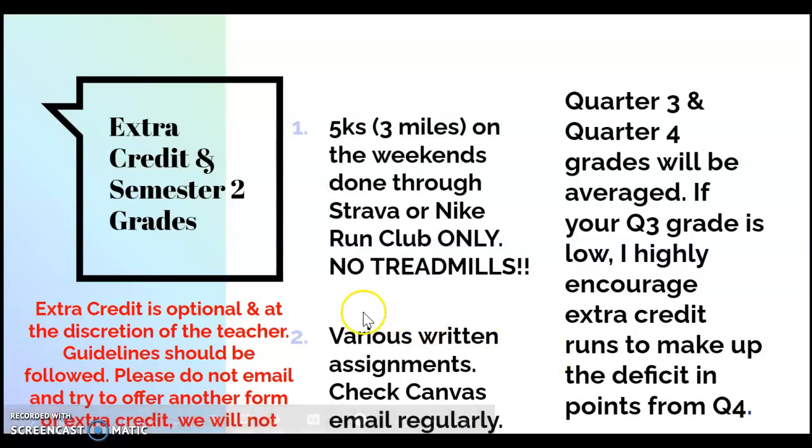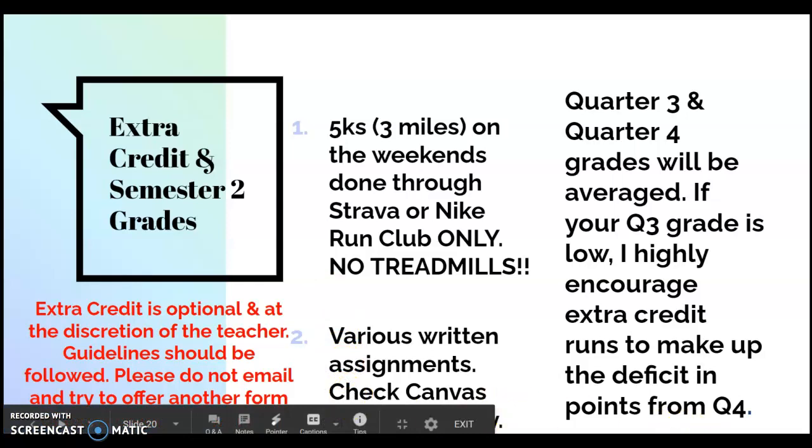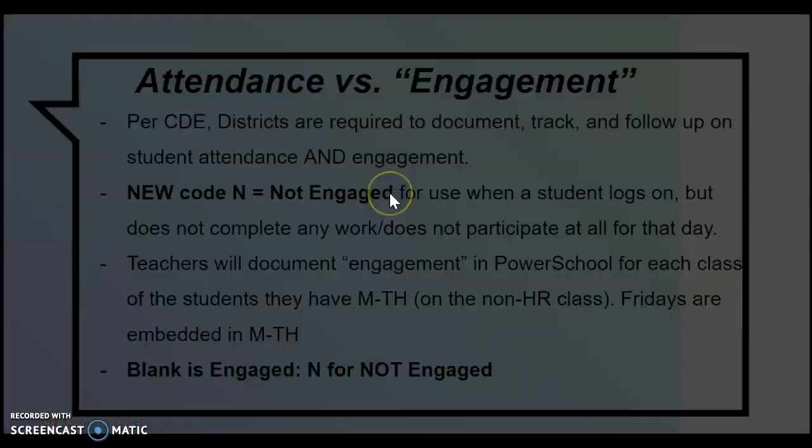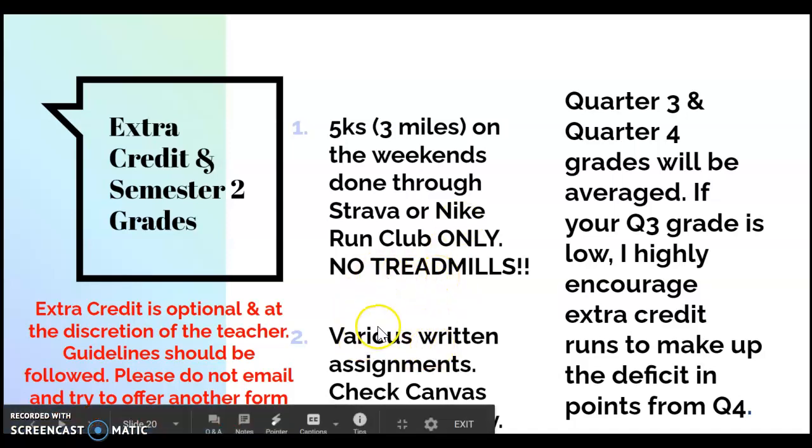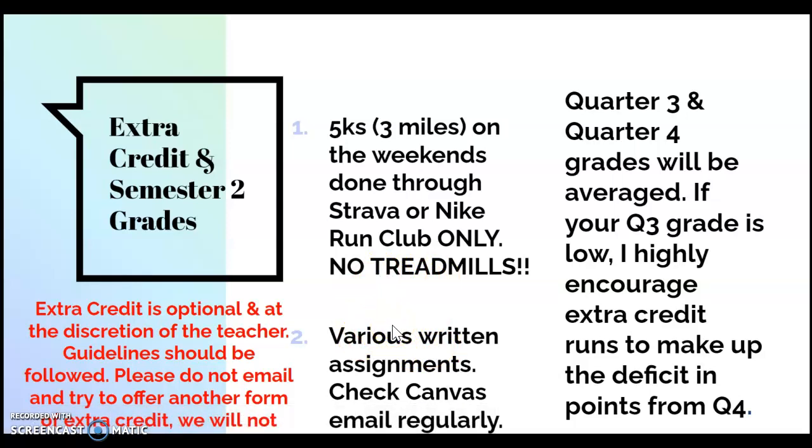Okay, and then we've gotten a few questions about extra credit. Not all teachers do extra credit, but you can always email your instructor to ask whether or not they are doing extra credit. I normally offer 5Ks on the weekends, and these are to be done outdoors. They're normally worth 30 points. Some instructors only offer a 2-mile run, but just check. Normally, if they're offered, there'll be a challenge on Nike. You have to accept the challenge, and then when you complete it, it'll automatically load onto my newsfeed. There are also various written assignments that we may send out to you, so check Canvas email regularly.